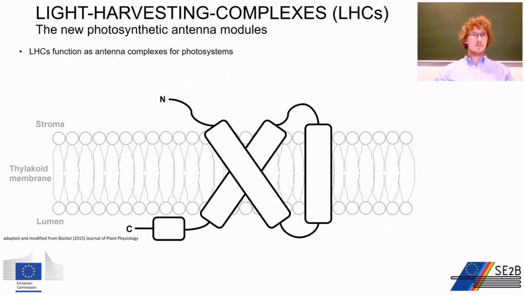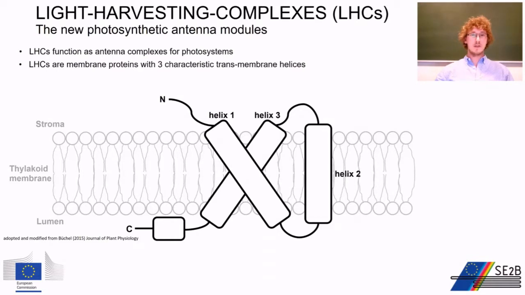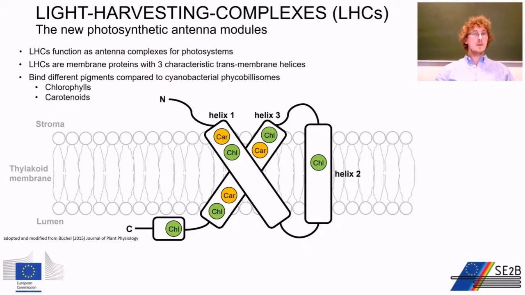So now let's switch to the last part of this talk, the photosynthetic light harvesting complexes. As I mentioned already, it's a new antenna system, different from the phycobilisomes we know in cyanobacteria. They are embedded in the membrane and have three transmembrane helices, as you can see here, that are all conserved in all LHC types. Also, they bind different pigment molecules, so-called chlorophylls and carotenoids, that make them distinguishable from each other.